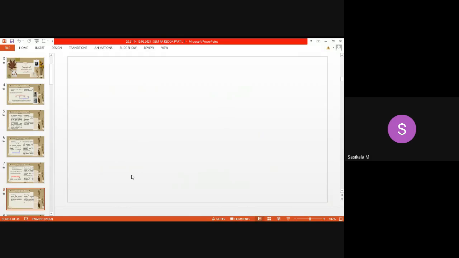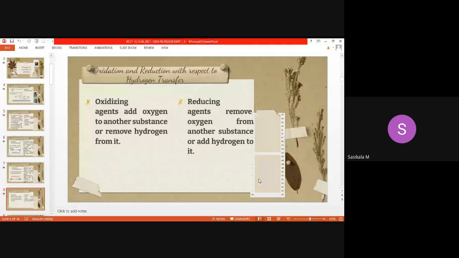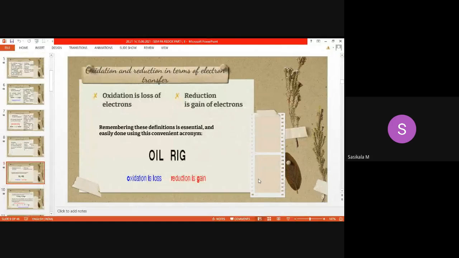Now let's move on to the electronic concept of oxidation and reduction. According to the electron transfer concept, oxidation is nothing but loss of electrons. Reduction is nothing but gain of electrons. Loss of electrons from a molecule is called oxidation. Gain of electrons by the molecule is called reduction.